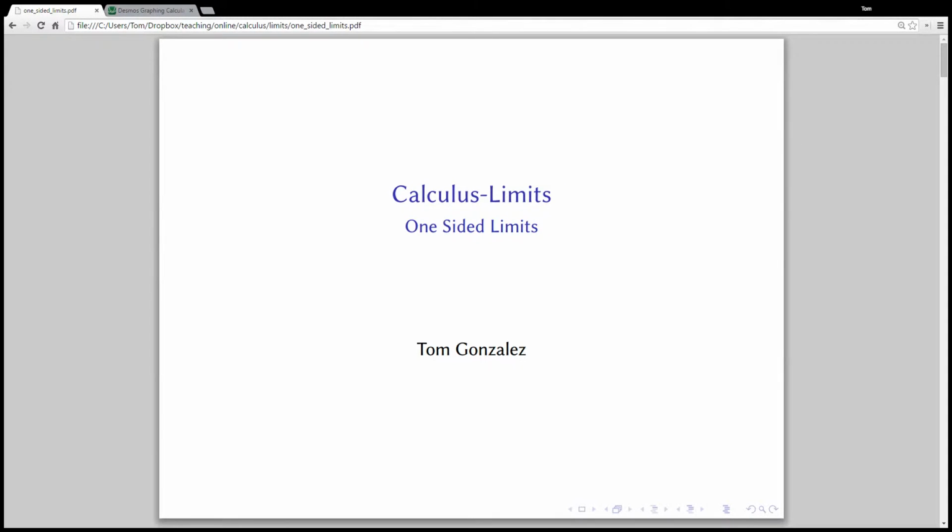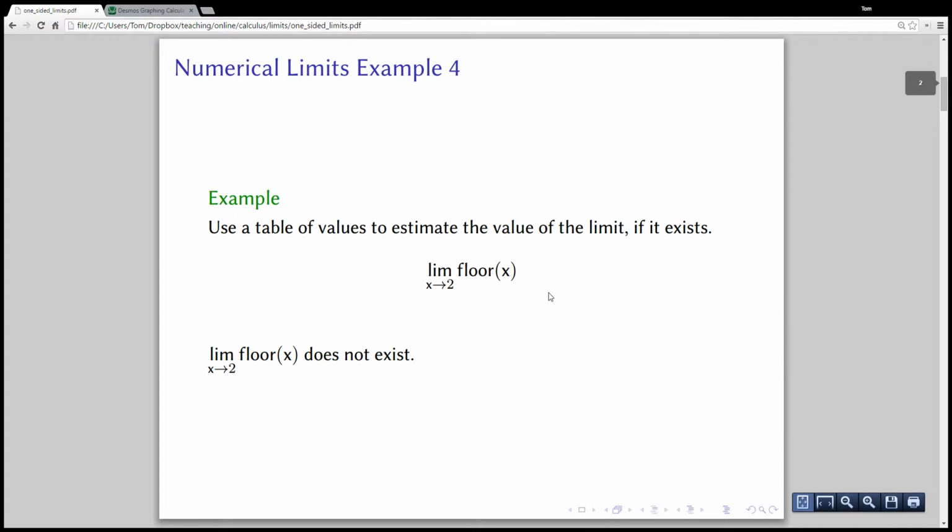In this video, we're going to talk about one-sided limits. In the last example, we used a numerical table to calculate the limit as x goes to 2 of the floor function. And what we found was that the limit as x goes to 2 of the floor function did not exist.